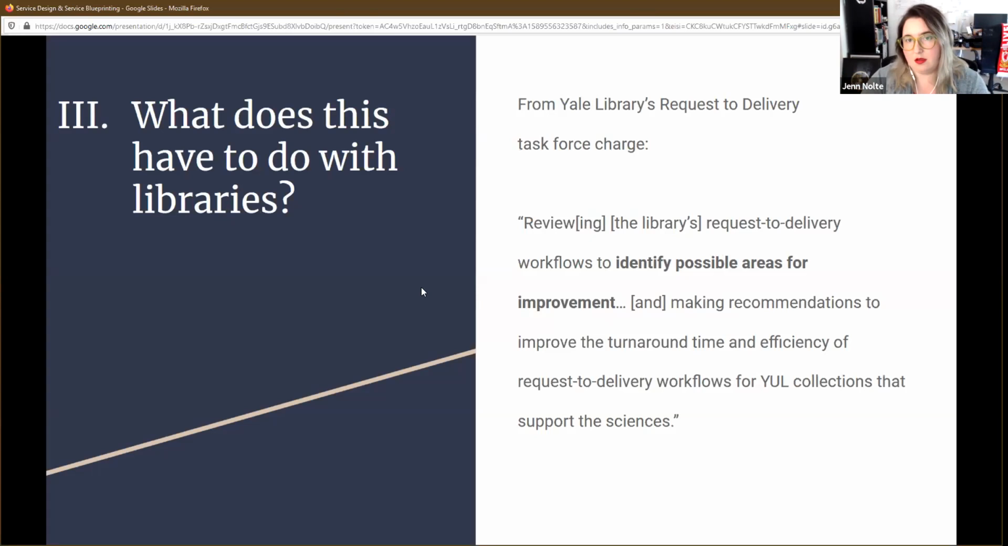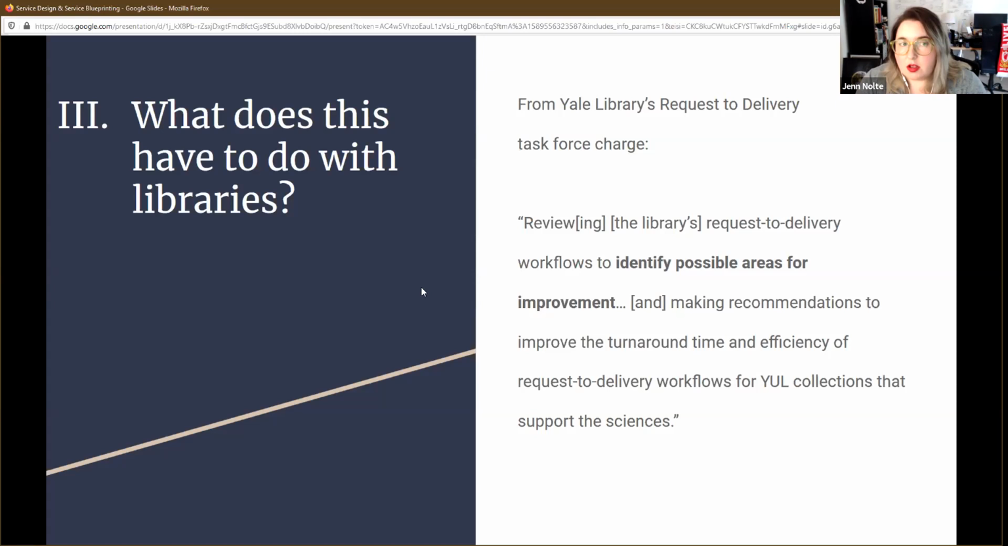So the process by which a patron makes a request for a purchase for an item, and what goes into getting that item from the point of request to the point of purchase, and then in the hands of the patron, right? So the charge for the task force was to review the library's request to delivery workflows to identify possible areas for improvement, and then make recommendations to improve the turnaround time and efficiency, and so on.